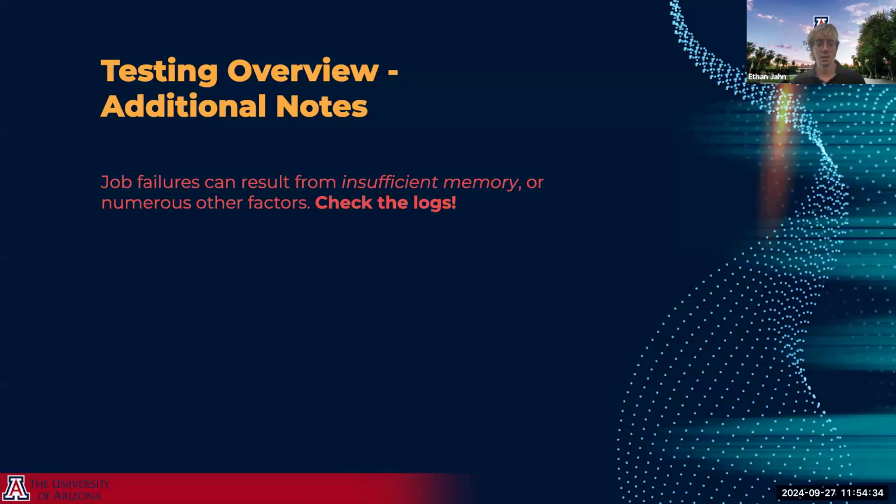A few additional notes on testing. Job failures can result from insufficient memory or numerous other factors. It's always good to save output logs from your jobs. That's something you can specify in the batch directives. I always make sure to save the output log as well as the error log, and check those once the job has finished. Even if it's been a successful run, it's not a bad idea to quickly glance over those pieces of information.